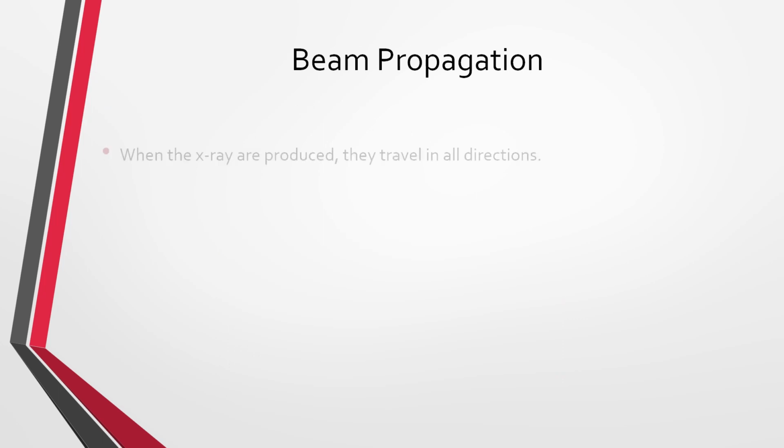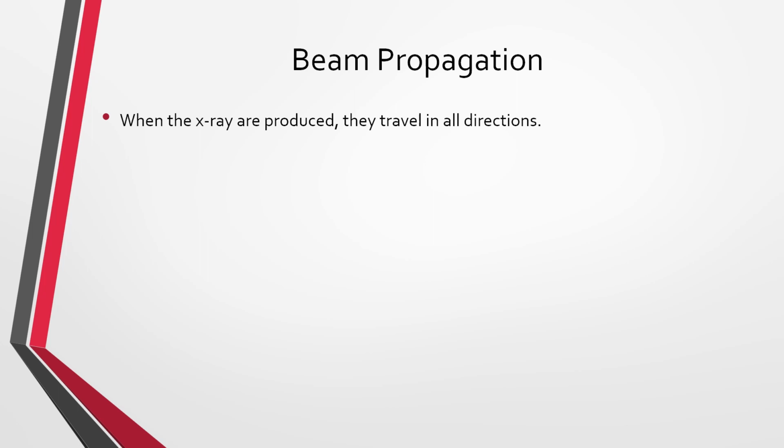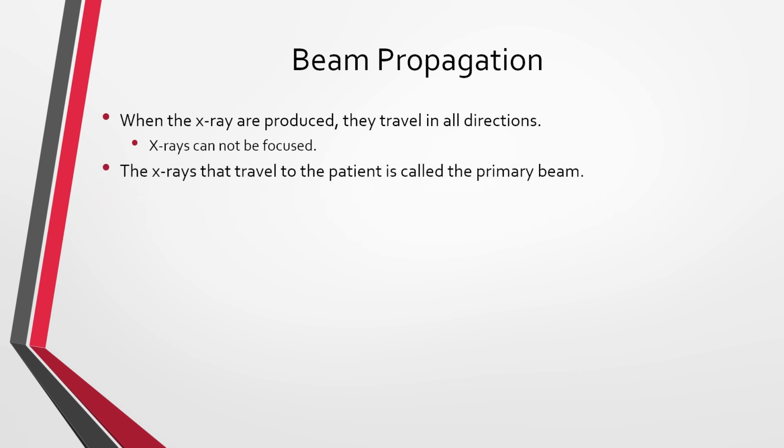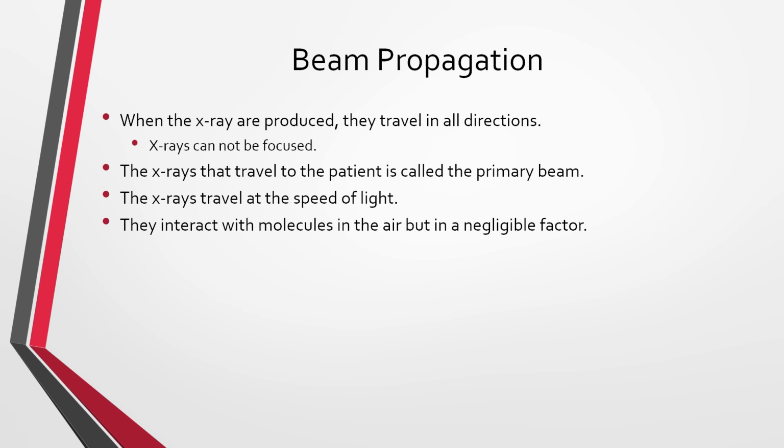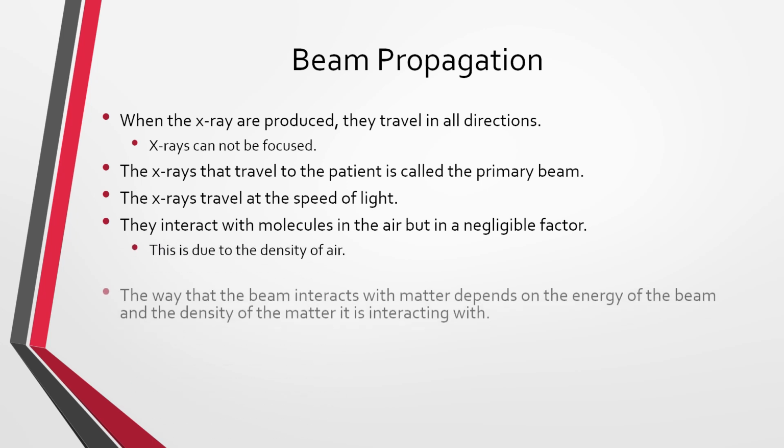Beam propagation. When the X-rays are produced, they travel in all directions. X-rays cannot be focused. That's one of Rankin's rules. The X-rays that travel to the patient are called the primary beam. So we call the X-rays that are coming out of the collimator the primary beam. The X-rays travel at the speed of light. They interact with molecules in the air, but by a negligible factor. It's due to the density of air.